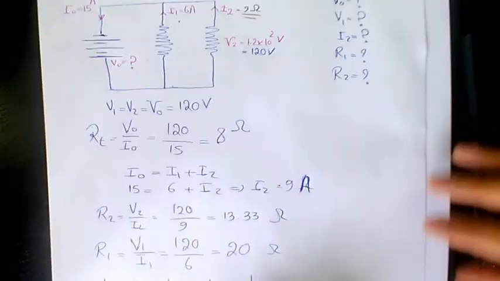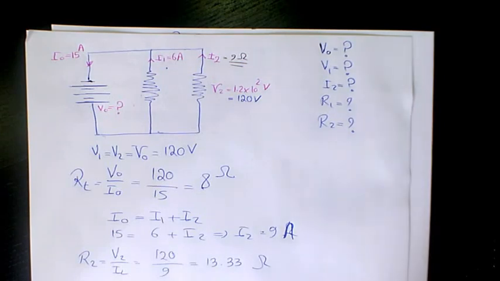Now we know everything. We know V0, we know V1, V2, I1, I2, and R1, R2.